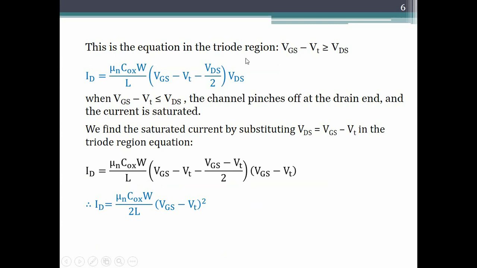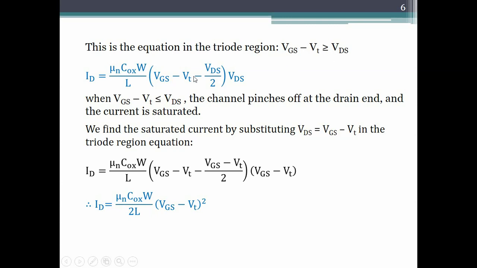So that is this condition, and we have kind of seen this condition, but formally let us state it. This equation is for before pinch off occurs, when the inversion layer is existing throughout the channel, and the condition for that is that VGS minus VT must be greater than or equal to VDS. At VGS minus VT equal to VDS, the channel pinches off at the drain end, and once it pinches off, as we saw in the first lecture, the current becomes constant.